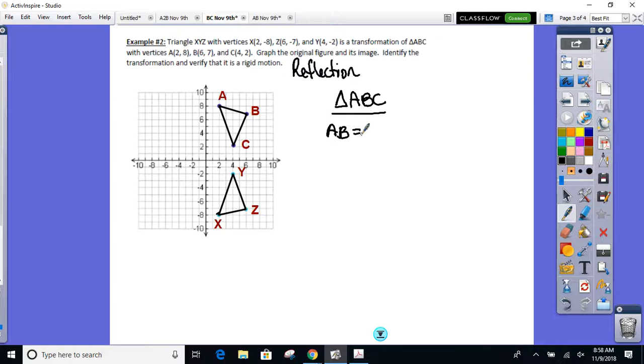This group right here up in the middle, can you find the side length of BC? You guys over near the door, you're responsible for AC. Simplest radical form, please. All right, and then we'll compare that to triangle XYZ.